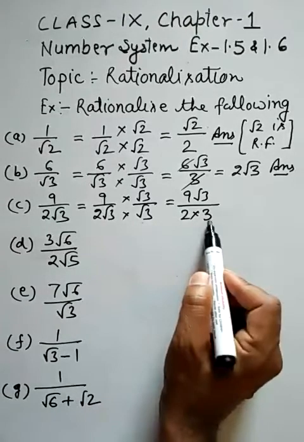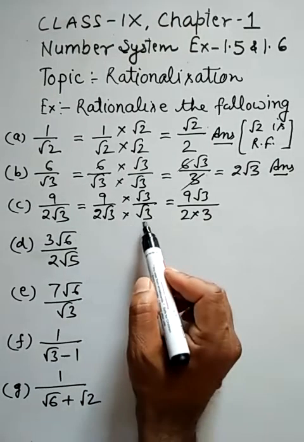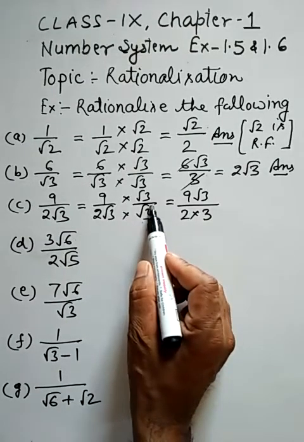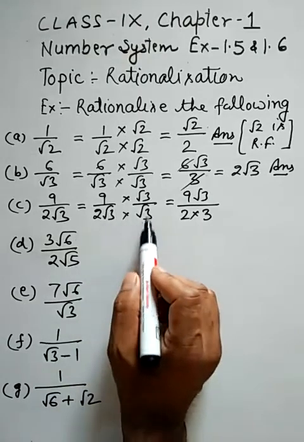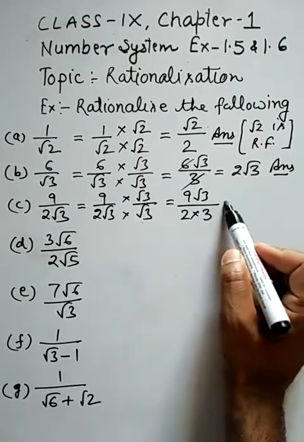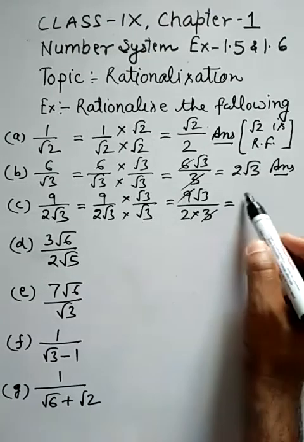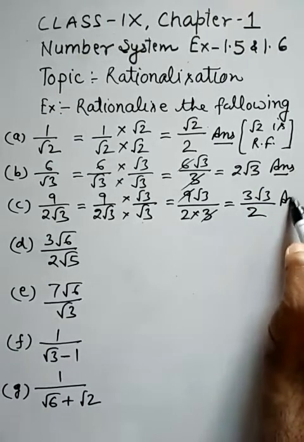How does it become 3? Root 3 means 3 raised to the power half. On multiplying, the powers will be added: 3 raised to the power half into 3 raised to the power half. Half plus half equals 1. So 3 cancels with 9. 3 root 3 upon 2. This is the answer.